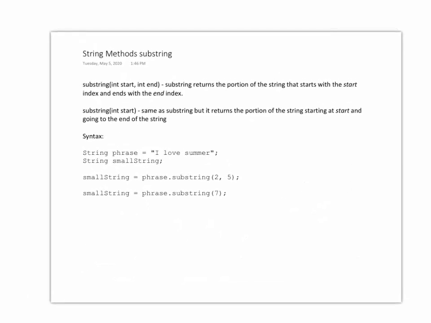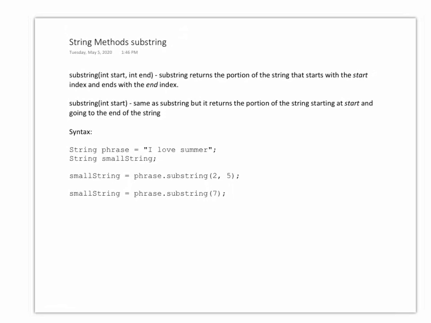Then the next method we're looking at here is the substring method. This is very similar to the charAt method. The only difference is you have the ability to return more than one character in a substring. The substring method returns the portion of the string that starts with the start index. Whatever you dictate as the start index is the start of that string, and then the end of the string is whatever is at the end. You'll also see a second way to use the substring method by just including a start index. It will return the portion of the string that starts at the start index and then goes to the end of the string.